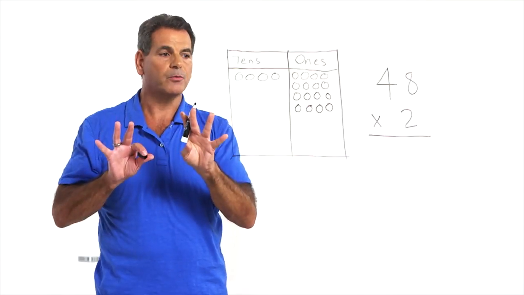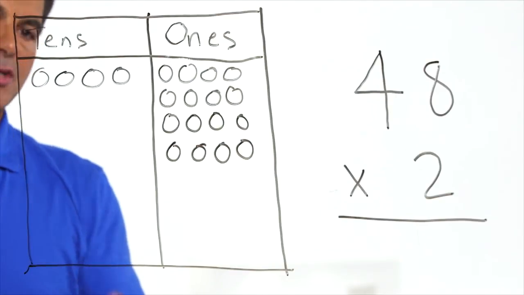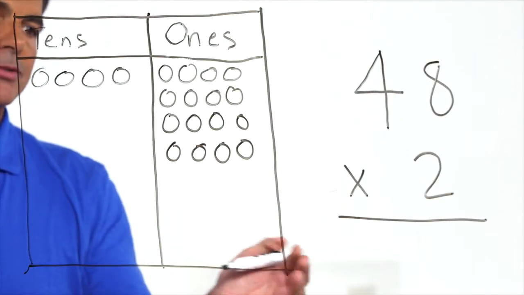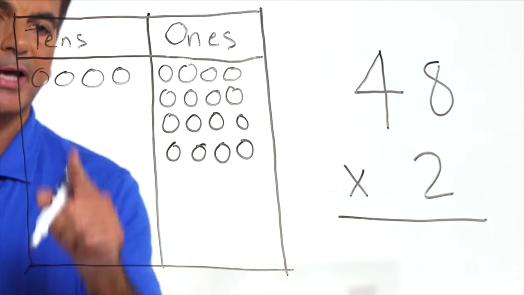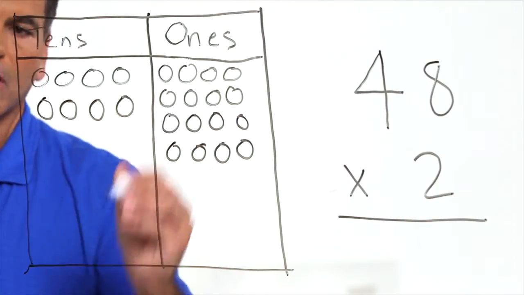And we hold there for a moment. And then we say we have to multiply the tens by 2 as well. So we have 4 tens multiplied by 2. We need 8 tens in there.